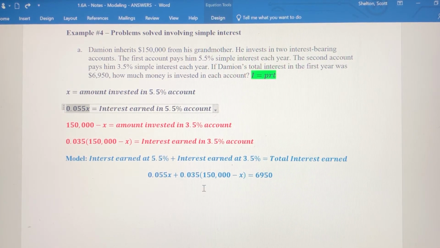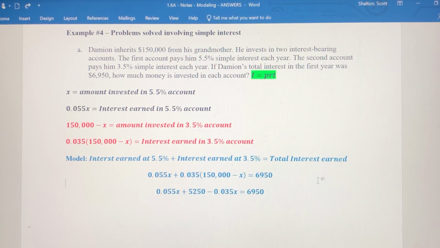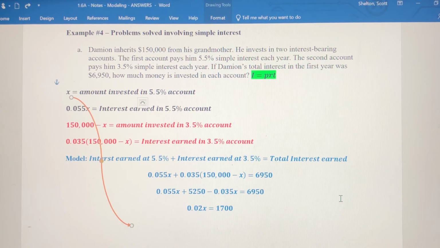So now we have a pretty simple linear equation we need to solve. Let's use the distributive property. When you distribute, you multiply this times this, you get 5,250. When you multiply 0.035 times negative x, you get this value here. Combine like terms on the left side. I'm going to subtract 5,250 from both sides, and I get 0.02x equals 1,700. Divide both sides of the equation by 2 100ths, or 0.02, and I get $85,000.